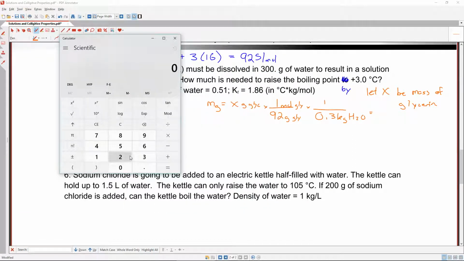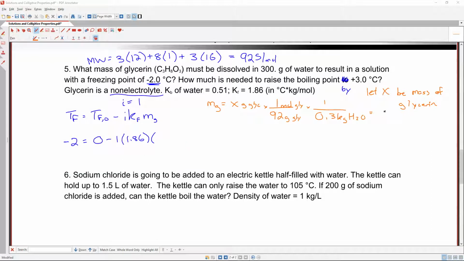Is going to be x divided by, I'm just going to do this multiplication really quick, 27.6. It's going to be x divided by 27.6, right? Multiply the top, we have x times 1 times 1, and then divide by the product of the bottom, 92 times 0.3, we get that. All right, so let's plug that in for this.